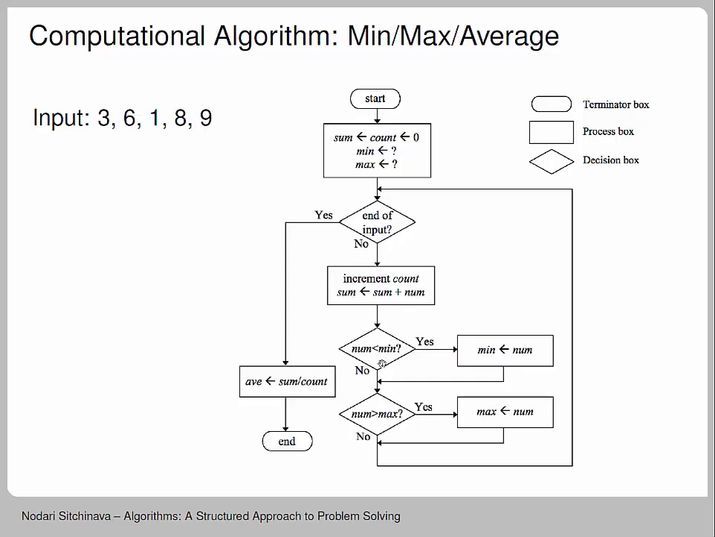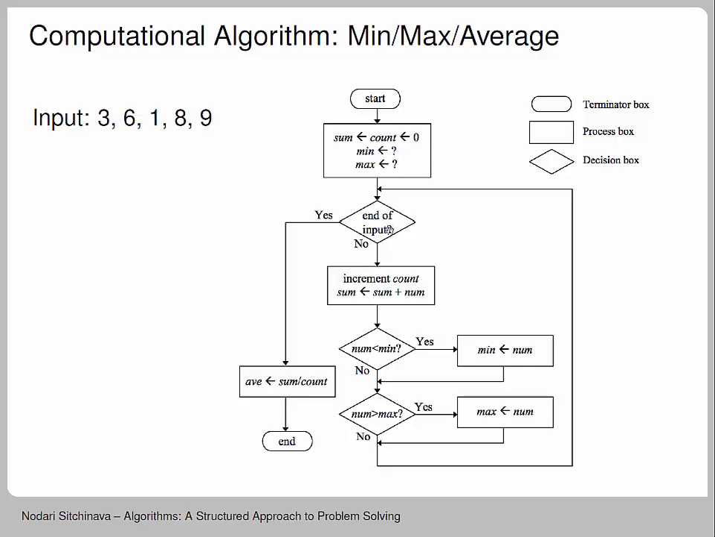We continue to the next step where we compare the number we just read to the minimum. Is it smaller than the minimum? If yes, then we update the minimum to be this number and continue. If it's not, then we skip that step. Next, we check if the number is greater than the maximum. If yes, we update the maximum to be the number we just read. If not, we skip that step. After this, we loop back to the beginning of the loop, and we read the next element. And again, we check if it's the end of the input and proceed as before.